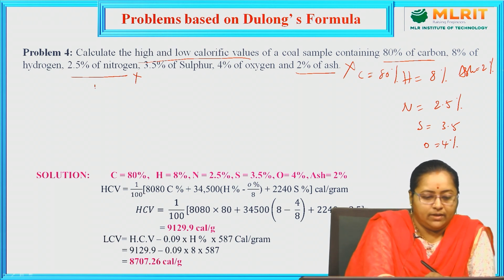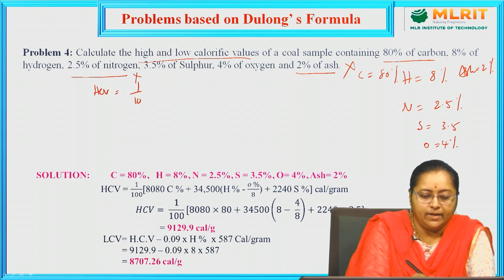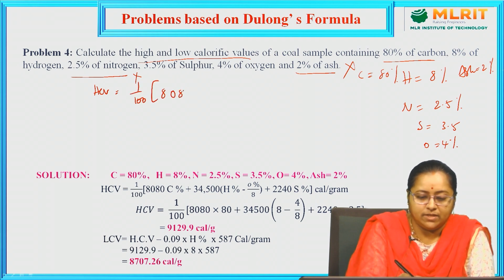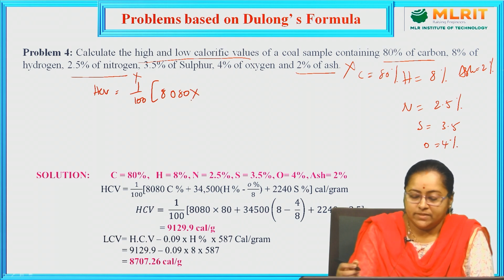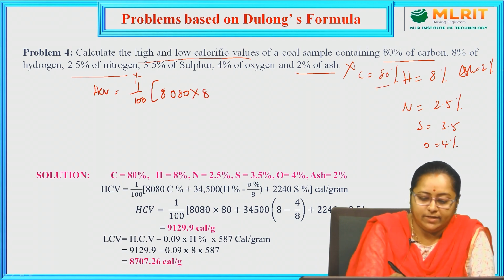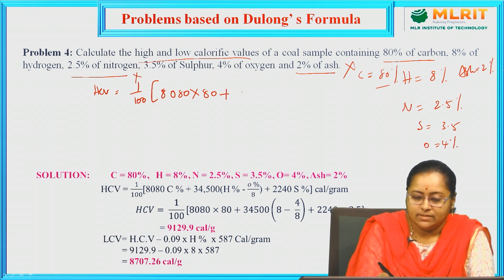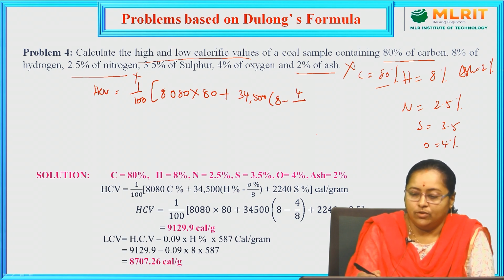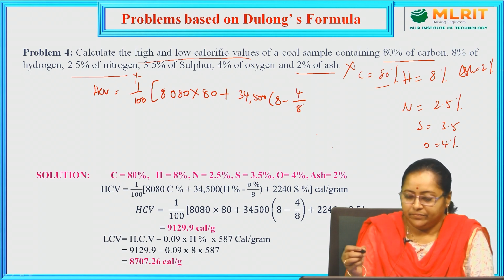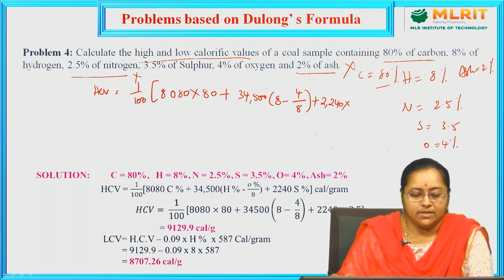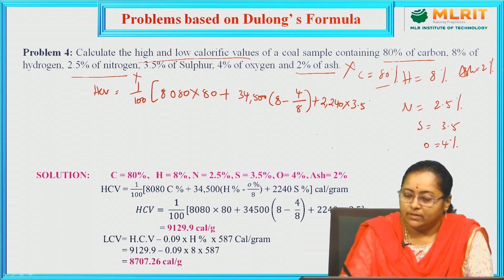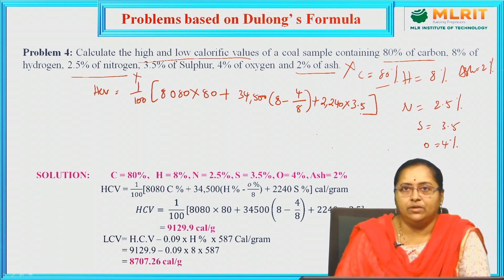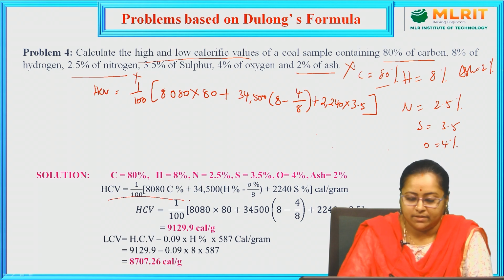So what is the formula? HCV is equal to 1 by 100 into 8080 into percentage of carbon, which is 80, plus 34,500 into percentage of hydrogen, which is 8, minus 4, that is the oxygen percentage, divided by 8, plus 2240 into the percentage of sulfur, which is given in the problem as 3.5.